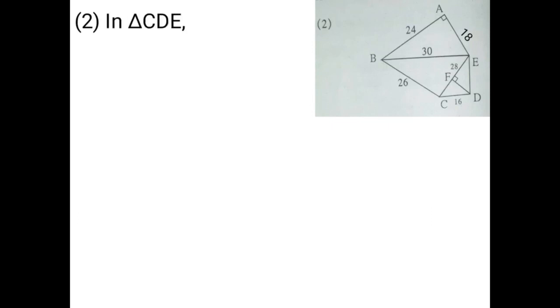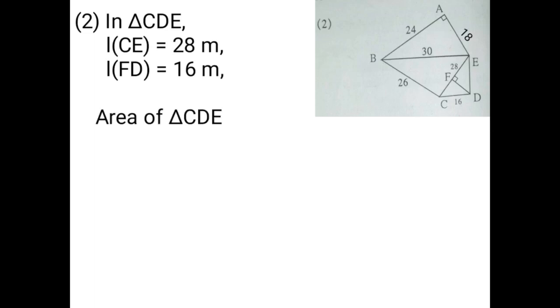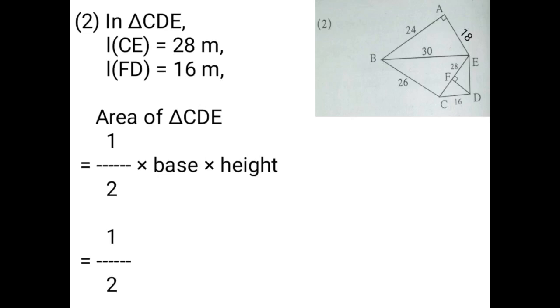Next figure of this quadrilateral is triangle CDE. In triangle CDE, length of CE is equal to 28 meter. Length of FD is equal to 16 meter. You have to find area of triangle CDE. Side CE is the base of triangle CDE. Side FD is the height of triangle CDE. Area of triangle CDE is equal to half into base into height. That is equal to half into base is length of CE into height is length of FD.